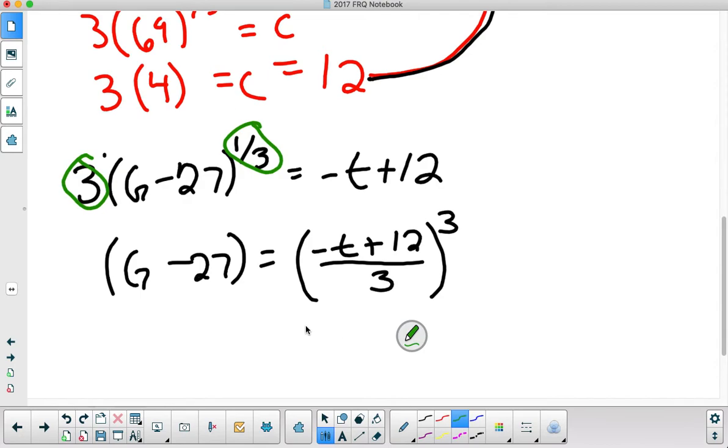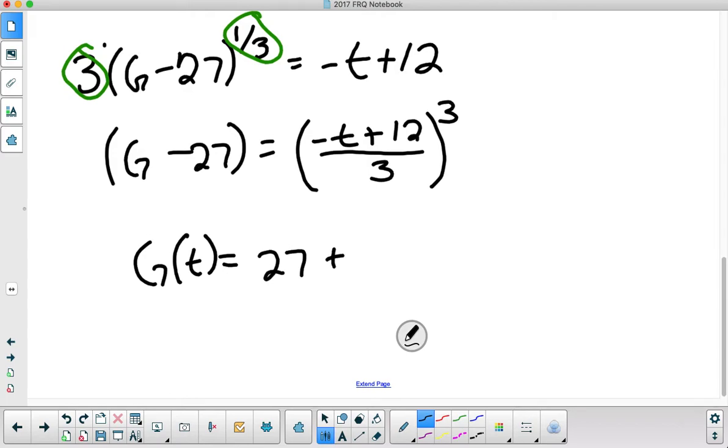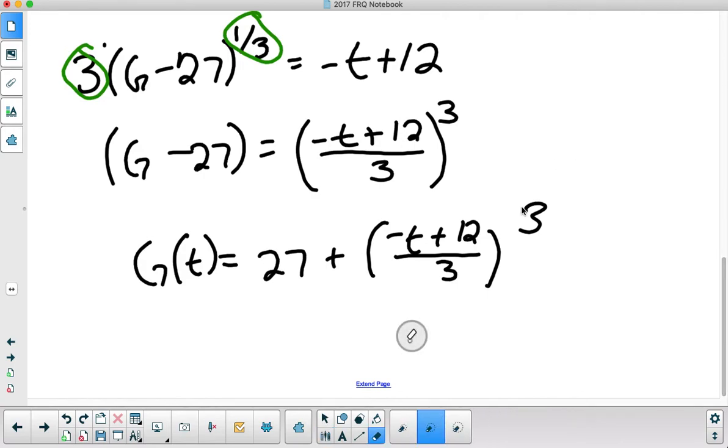Okay, last thing, to get G by itself, final step here before plugging 3 in for T: G of T equals adding that 27 over plus this whole mess, negative T plus 12 divided by 3, to the 3rd power. Okay? Clean that up a little bit. All right, so that is all the work, and I know that's a ton of work.